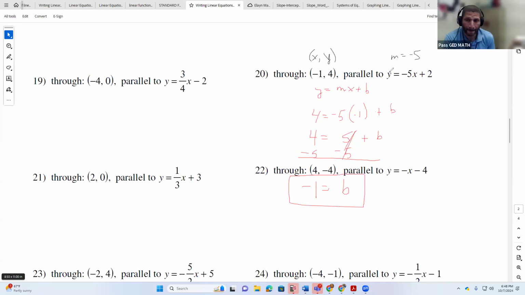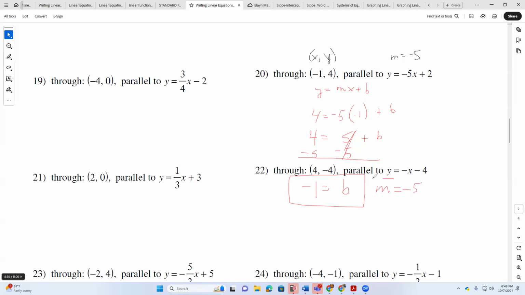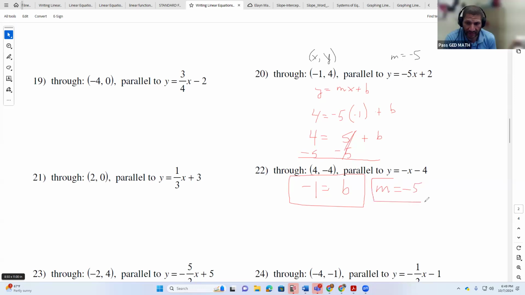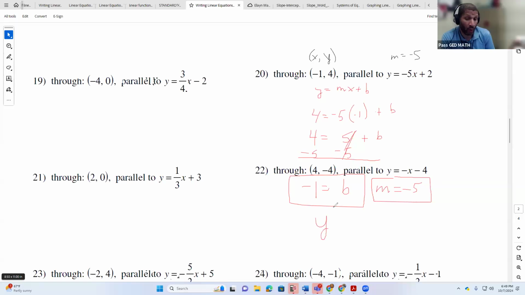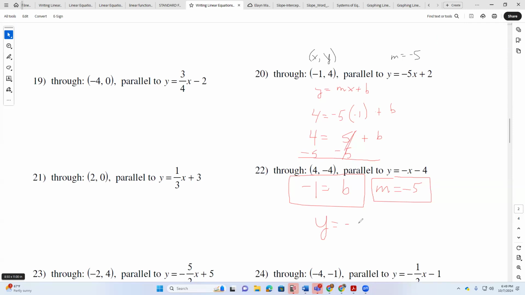So my slope was what? For number 20, my slope was -5, and my y-intercept is -1. What's my equation of the line? y equals -5x minus 1. This is a guaranteed problem on your exam.